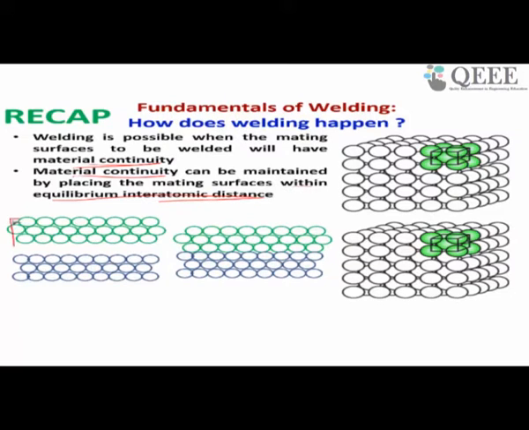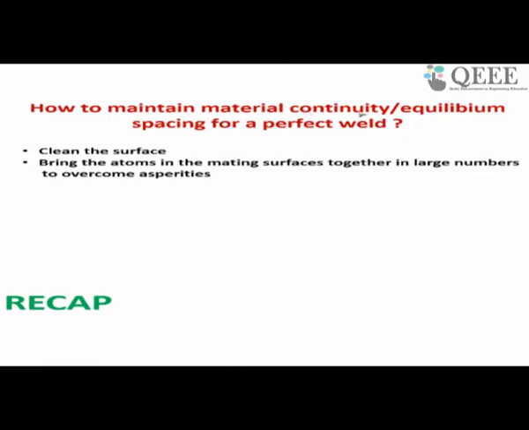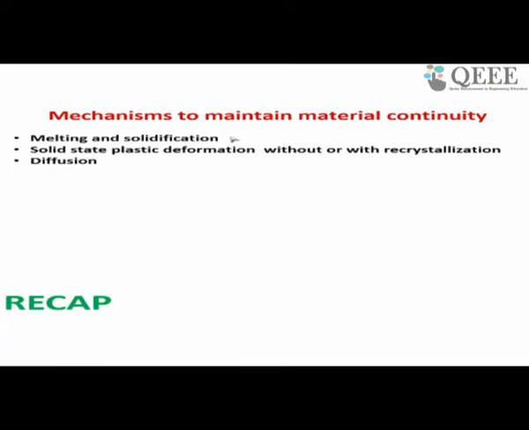We discussed that if this is atom A and material B, if you bring them both to the interatomic distance, then welding happens. We also discussed how to maintain material continuity at the equilibrium spacing for a weld. We said that for that we need to clean the surface, and we need to bring the atoms in the mating surfaces together in large numbers to overcome asperities. This one we discussed in the last class. Then we said that there are three mechanisms to maintain material continuity: one is melting and solidification, second is solid state plastic deformation, and third is fusion, which happens in all fusion welding processes.